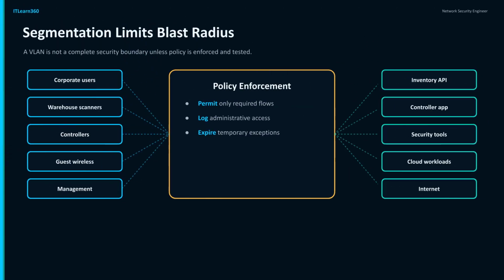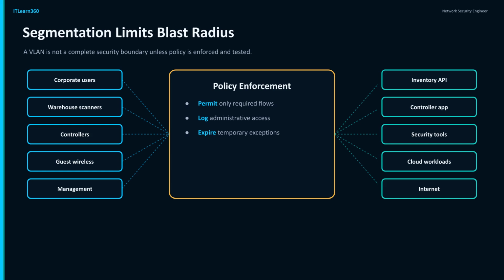A VLAN by itself is not a complete security boundary. Segmentation becomes meaningful when policy is enforced between zones and the allowed traffic is tested. Corporate users, scanners, controllers, guest wireless, management systems, cloud workloads, and the internet should not all have the same reachability.